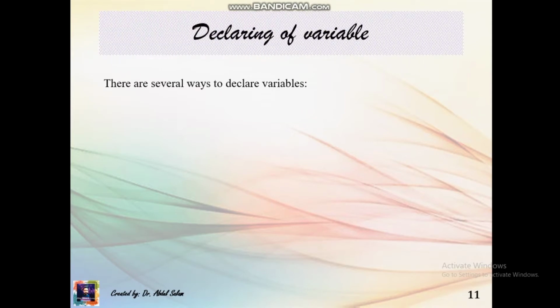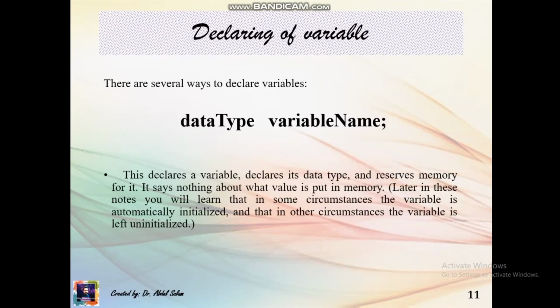Declaring of variable. There are several ways to declare variables: data type, then variable name. In data type, you will declare the data type in which you are storing the values, for example int, character, string. Then the variable name, and at the end a semicolon. This declares a variable, declares its data type, and reserves memory for it. It says nothing about what value is put in memory.